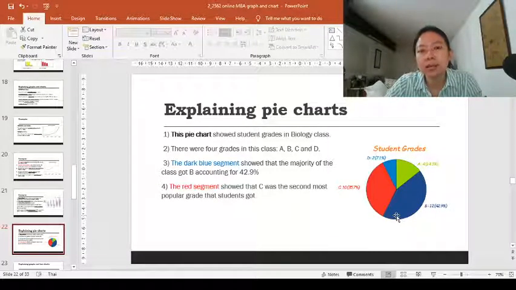And then I start to explain each section of the pie chart, starting with the dark blue segment. So you would say the dark blue segment shows the majority of the class got B, accounting for 42.9%. And then you start describing each section of the pie chart. So here is how you explain graphs and charts using simple sentences.